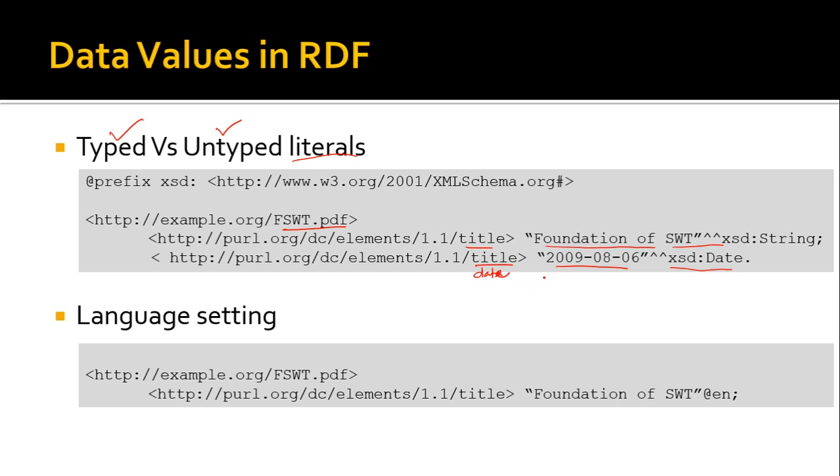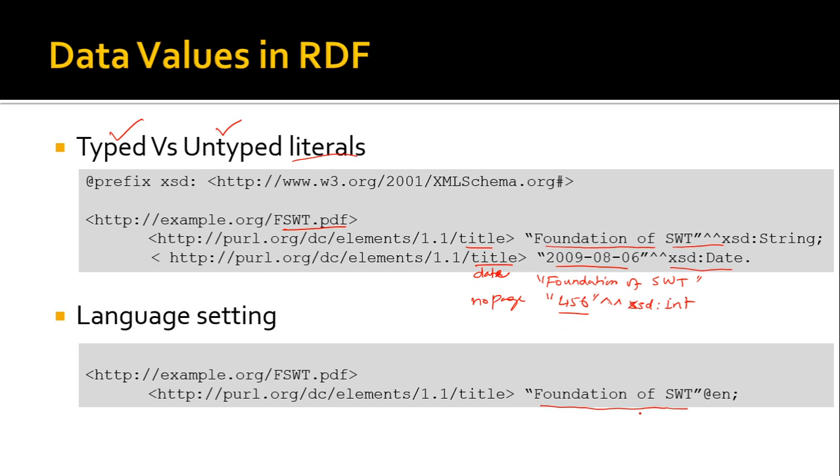Now one would have done like this, like foundations of SWT. So here I may not specify any specific data type to it, right? Or else we can say that the number of pages to be say 456. So I may not say explicitly that it is an integer. Now if you don't do that, it is at the hand of the application developer how to interpret this. But if you have something like xsd int, then you understand this is an integer kind of value, right?